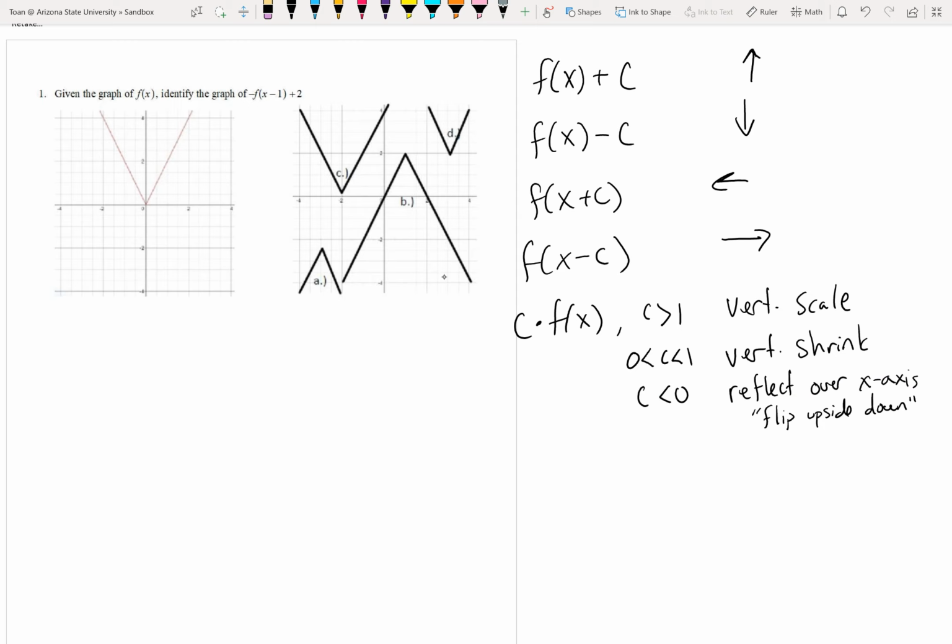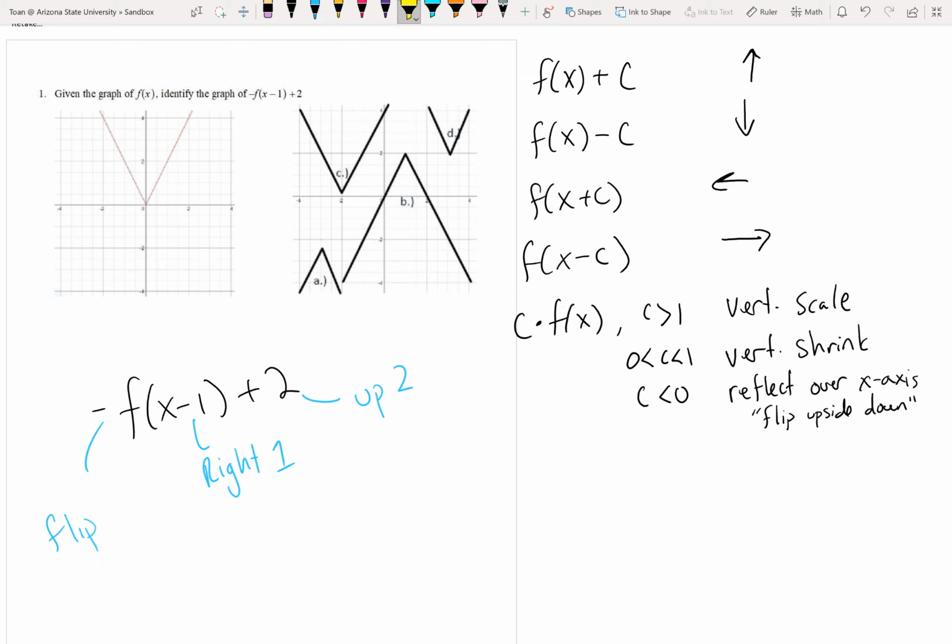So for number one, you just had to be able to read the function transformations. They gave you negative f of x minus 1 plus 2. Hopefully we can read that the minus 1 tells us to go right 1, the plus 2 tells us to go up 2, and multiplying by the negative on the outside tells us to flip upside down.